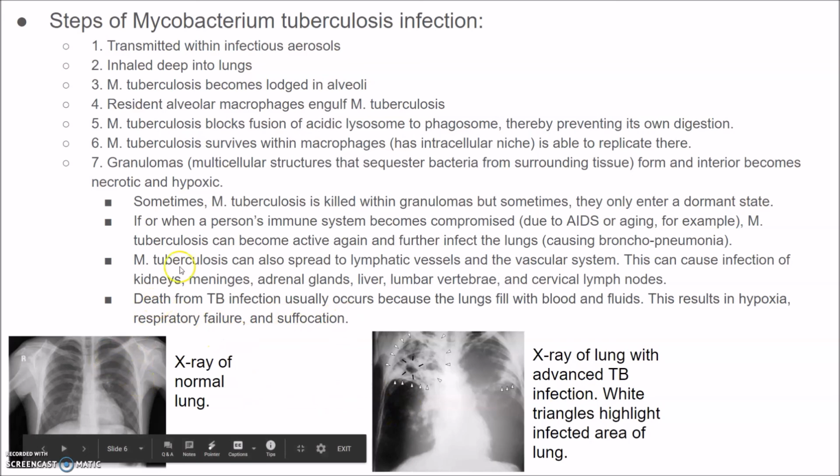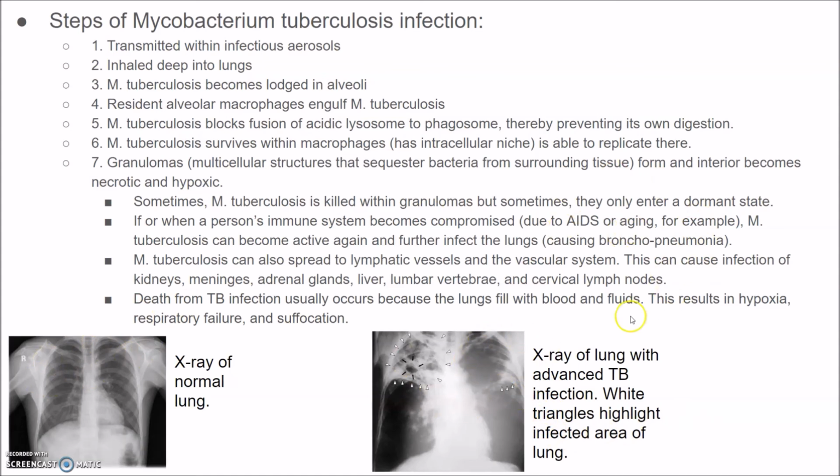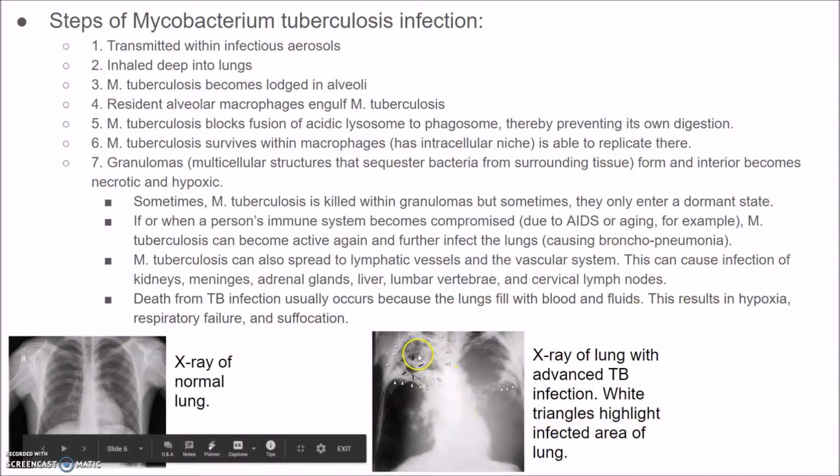Over here we can see the image of a normal lung on X-ray, and this is an X-ray of a lung with advanced TB infection. The white triangles are showing you where the infected area is. It just highlights it right here.